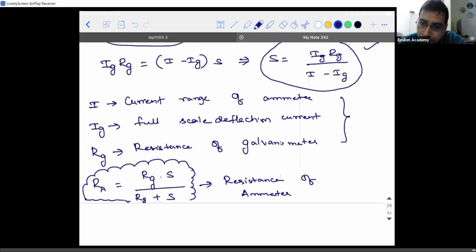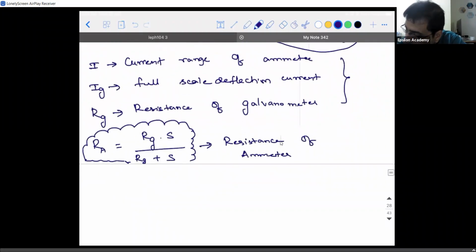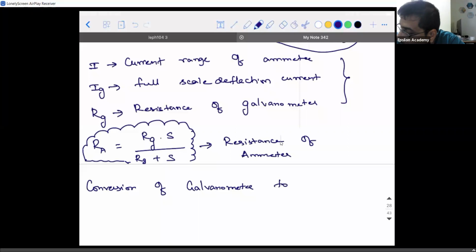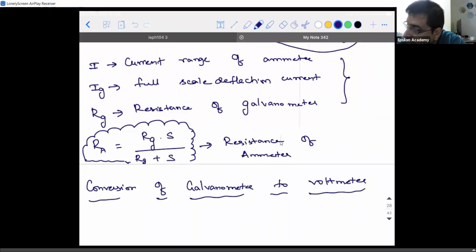Shall I move on? Shall I go to the next topic? The next topic is conversion of galvanometer to voltmeter.